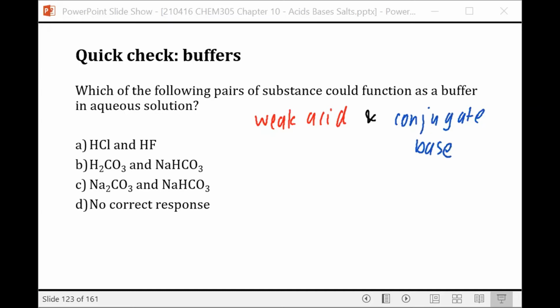So let's check if any of these qualify. So we have HCl and HF. HCl is a strong acid and HF is a weak acid. So we don't have a weak acid and its conjugate base, so the answer can't be A.